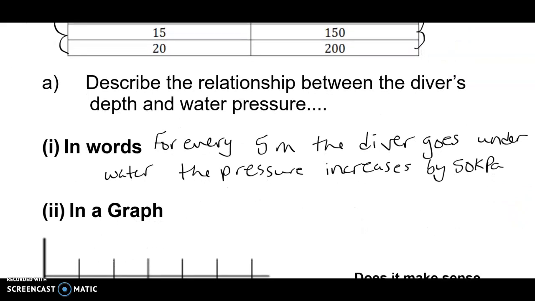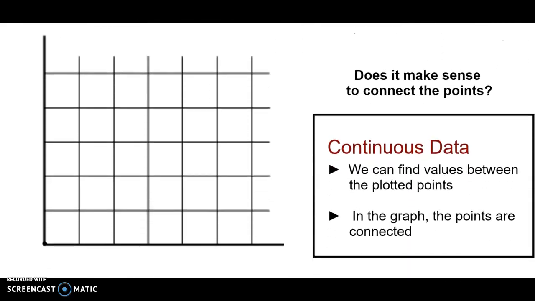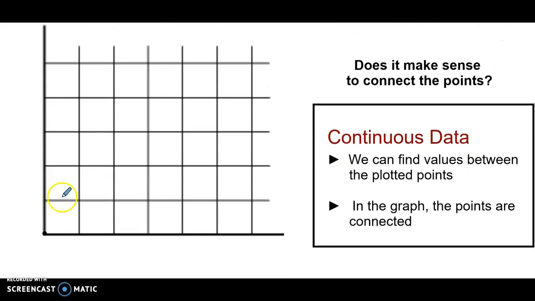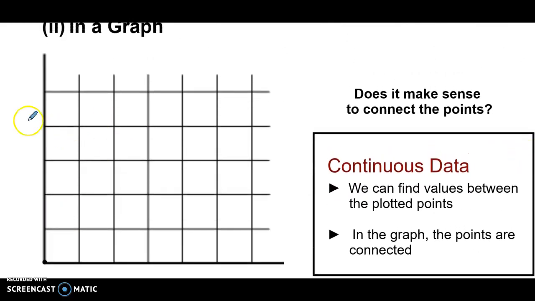Then we're asked to look at that in a graph. So we're going to plot the points. So remember, in a graph, we should have several things completed. So we need a title. So we're going to call it something simple: Scuba Diver Pressure.